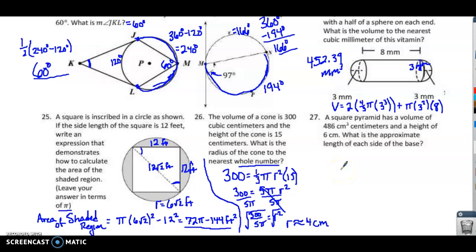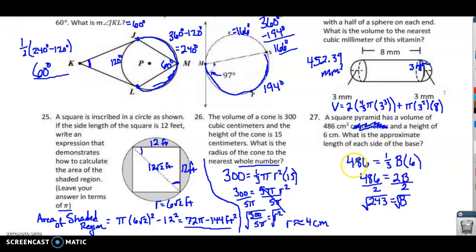A square pyramid has a volume of 486 centimeters cubed and a height of 6 centimeters. What's the approximate length of each side of the base? I'm going to pause it real quick. Okay, you see I put a little work there. 486 centimeters cubed equals 1/3 base times height. Well, 1/3 of 6 is 2, so 2 times the area of the base equals 486. Divide by 2 on both sides, and I get 243 equals the area of the base.